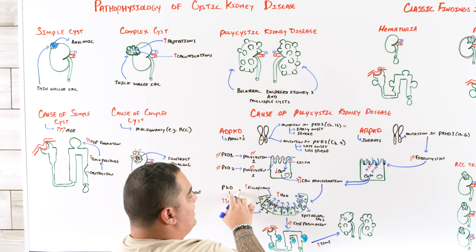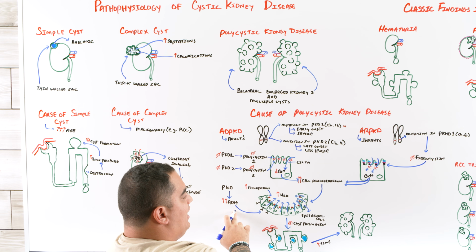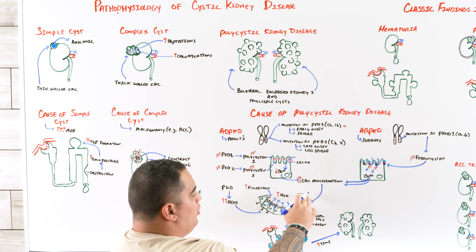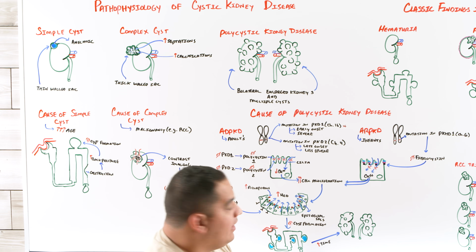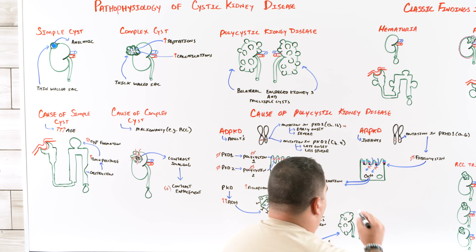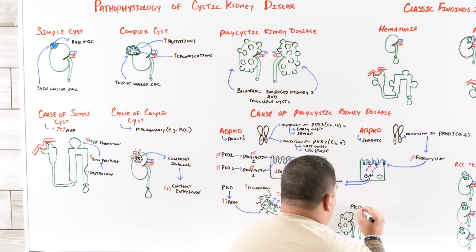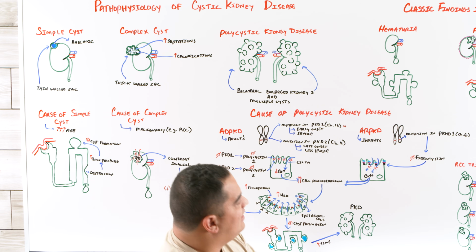Same thing exactly exists. You have overexpression of ADH, increased production of aquaporins. When you make all these epithelial sacs, you fill them with water and form cysts all over. These patients over time will develop polycystic kidney disease. That's the difference between the two.